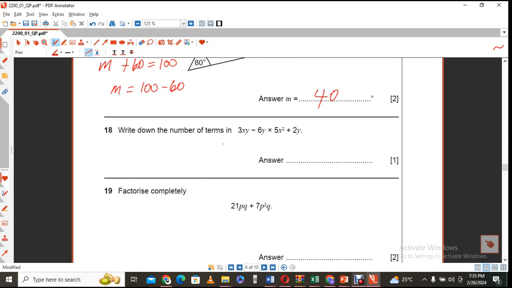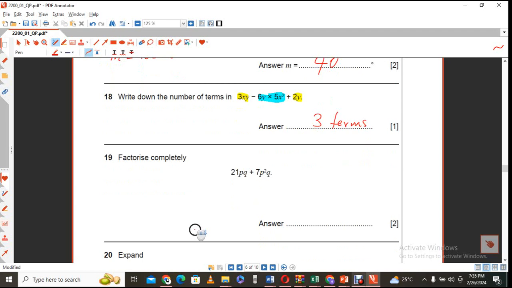They want the number of terms here, and remember terms are separated by pluses and minuses. So this is one term on its own. This is another term on its own over there. What's important is that you must now realize that this one here, the 6y times the 5x squared, that one is a term on its own. So therefore this consists of 3 terms.